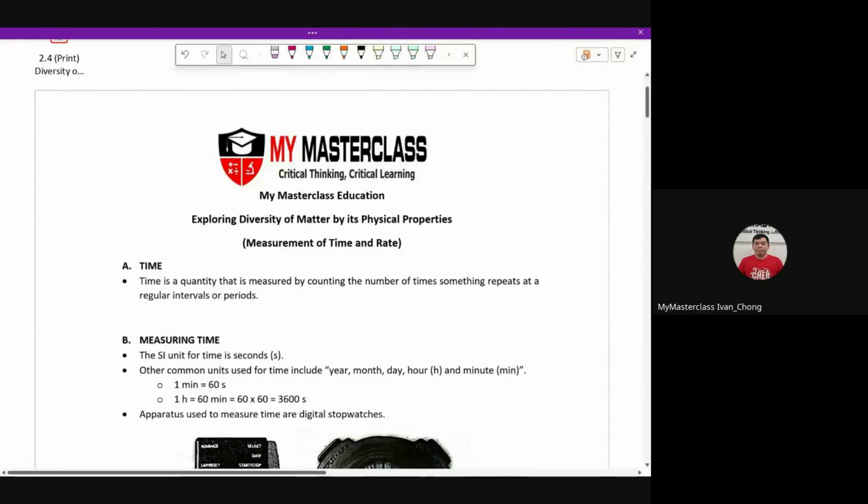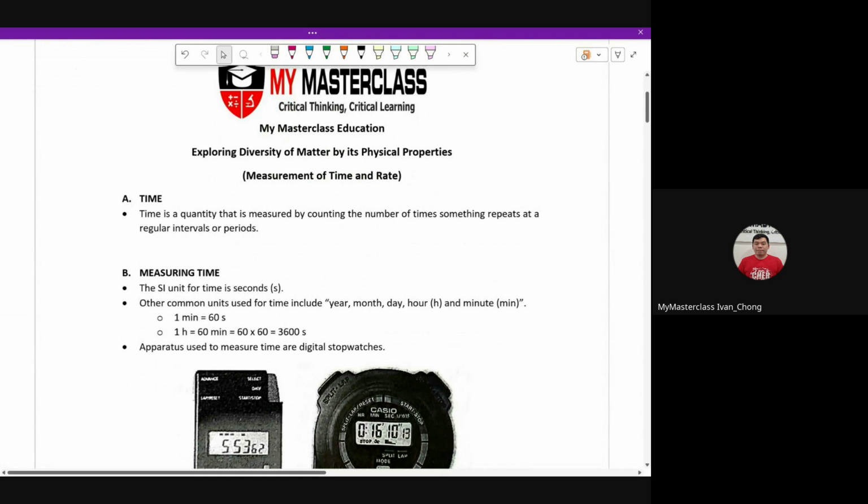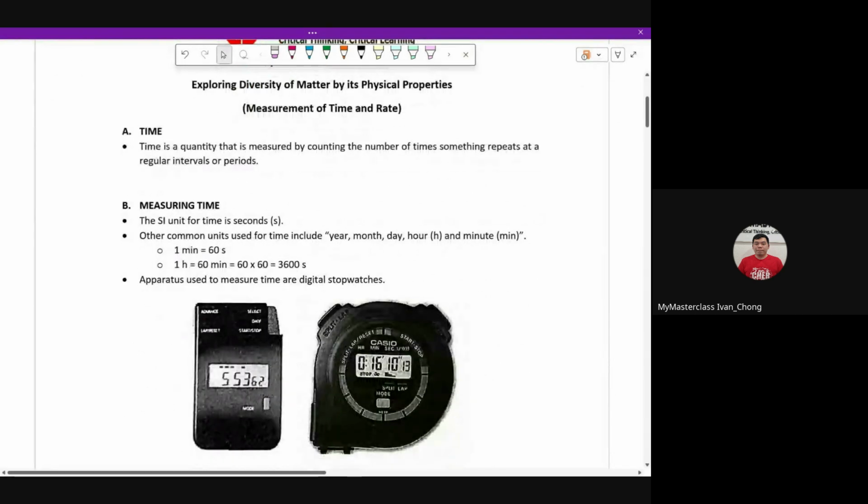Okay, so next one we'll actually be expanding on the measurement of time, and we'll learn about rate as well for this subtopic over here. So the thing is, time is basically just a quantity, that is how many times something repeats itself over a period of time. So no, let me phrase that wrong. So it's just the period that an activity happens or something that you're measuring happens.